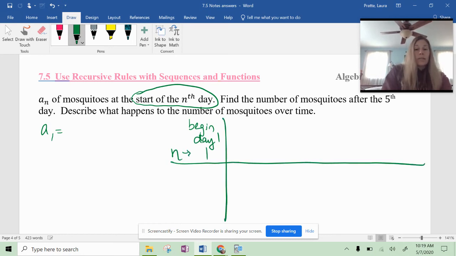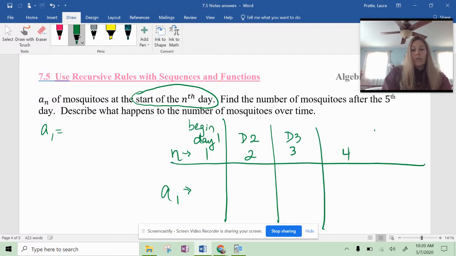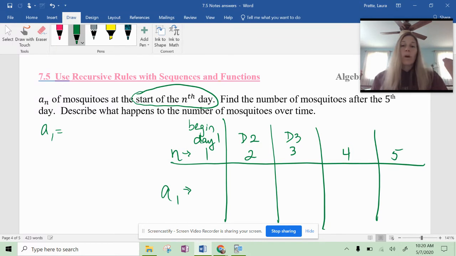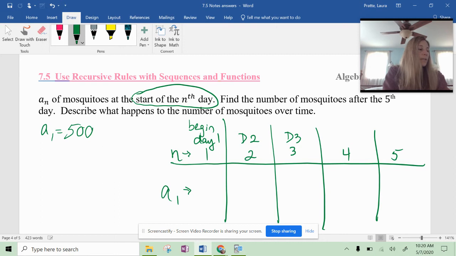And the number of mosquitoes will be a sub 1. The beginning of day 2 will be n value of 2. The beginning of day 3 will be the n value of 3. And then we're going to do 4 and 5. Whereas in the last problem, we were looking at the ends of the month, which is why I did the initial value as a sub 0 instead of a sub 1. So my a sub 1 is 500. I'm starting with 500 mosquitoes.